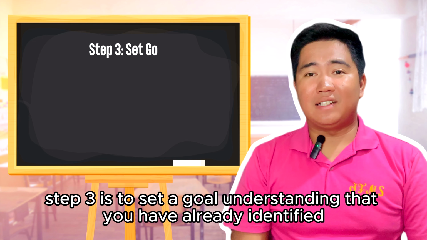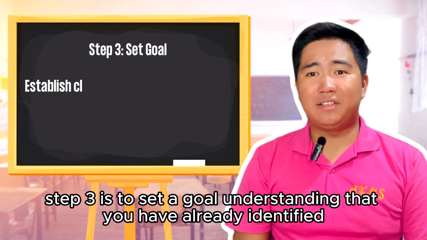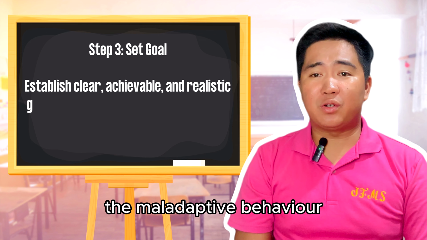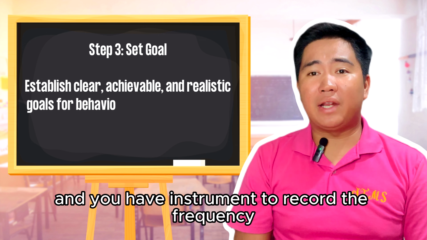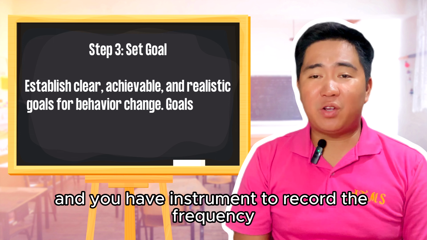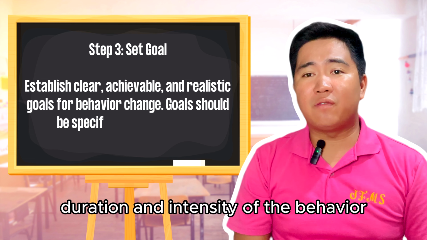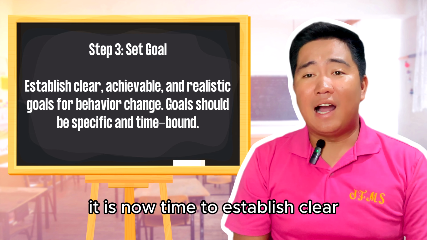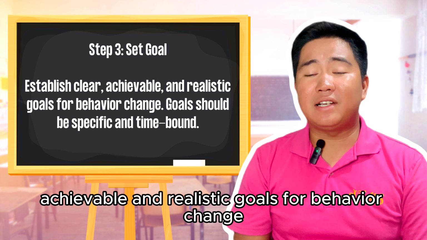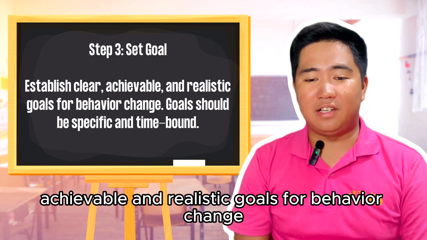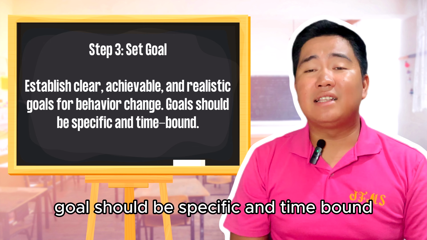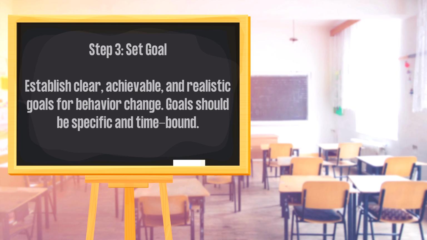Step 3 is to set a goal. Understanding that you have already identified the maladaptive behavior and you have an instrument to record the frequency, duration, and intensity of the behavior, it is now time to establish clear, achievable, and realistic goals for behavior change. Goals should be specific and time-bound.